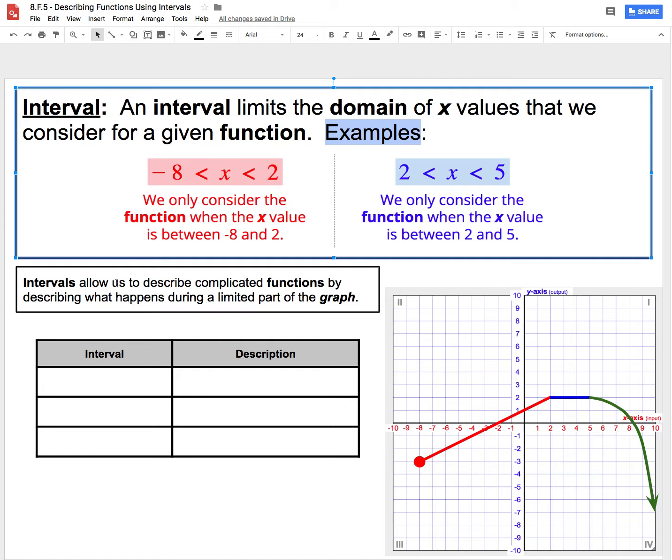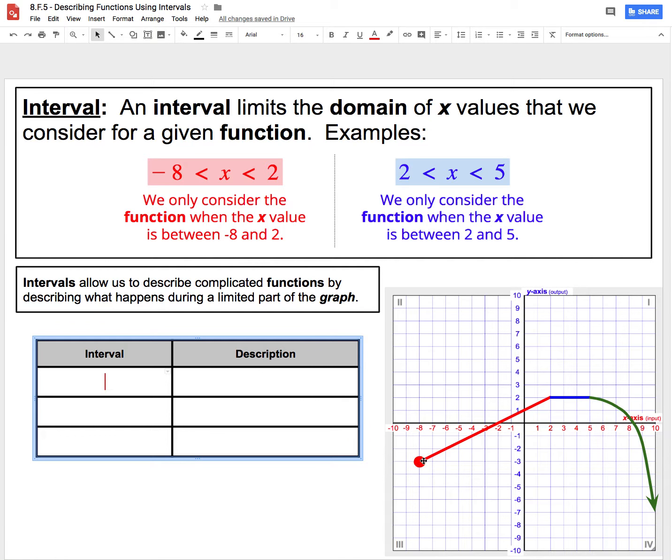Intervals are nice because they allow us to describe complicated functions by describing what happens during a limited part of the graph. We see a complicated function here. For a while it's increasing in a straight line, for a while it's constant, and then it's curving down in a nonlinear way. So intervals would allow us to describe what's happening in this function.